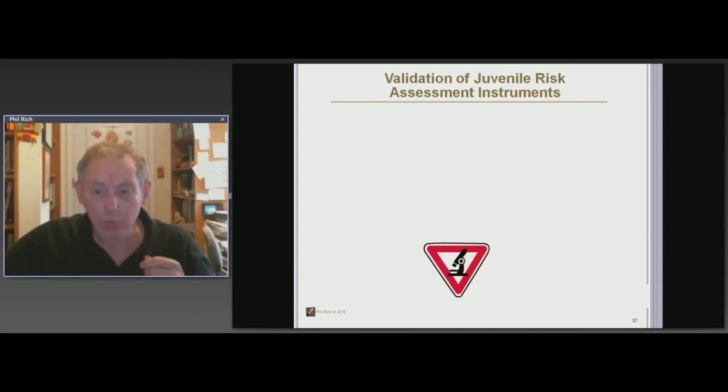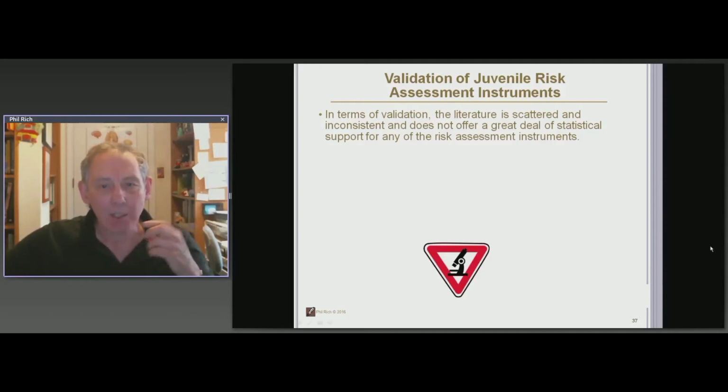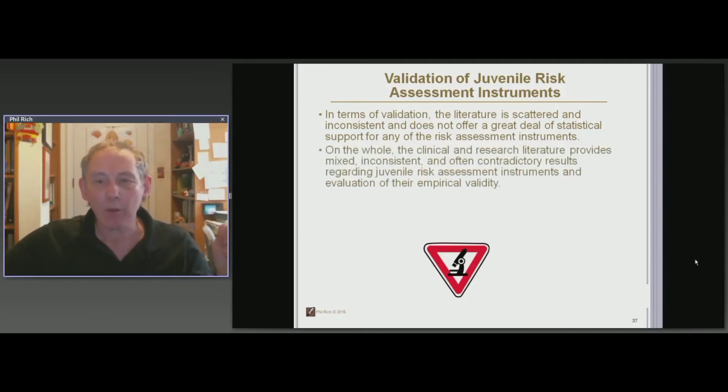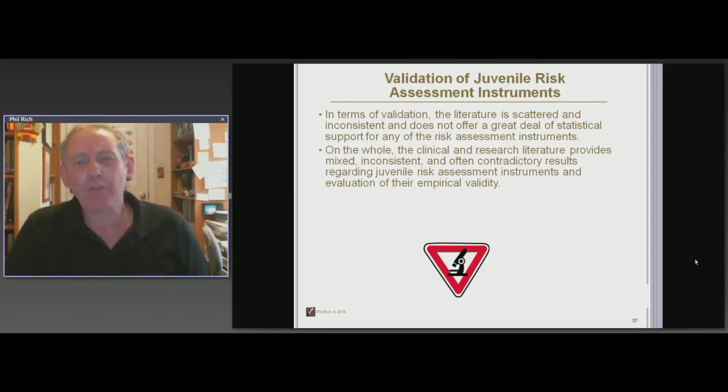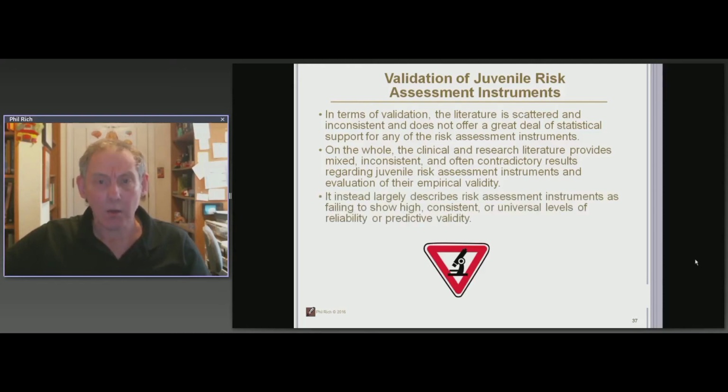Let's look at some of the research really quickly. Validation, that is to say, do these things really measure the things they're meant to measure, which is, in effect, are they accurate in predicting sexual recidivism? Unfortunately, the literature is scattered. It's very inconsistent. It doesn't offer a lot of support for any of the instruments. We can say, on the whole, that they have some partial validation, but the literature is really mixed. It's inconsistent. It's sometimes contradictory. And so we can't truly say that any of our instruments are empirically validated. We might be able to say there's some partial validation.